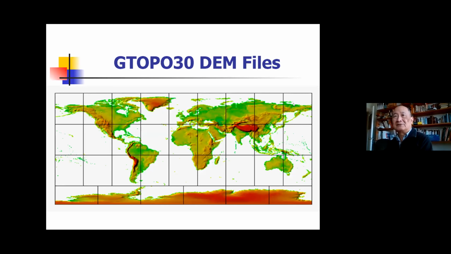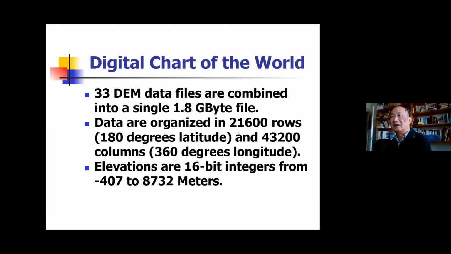Let me just skip on, yeah, this is the data, how the data files are arranged. So you got the blocks of the data. These are basically 16-bit elevation data over an area on the face of the earth. So these 33 DM data files are combined into a single 1.8 gigabyte file. And the data are organized in 21,600 rows and 43,200 columns. Elevations are 16-bit numbers from minus 400 meters to almost 9,000 meters.